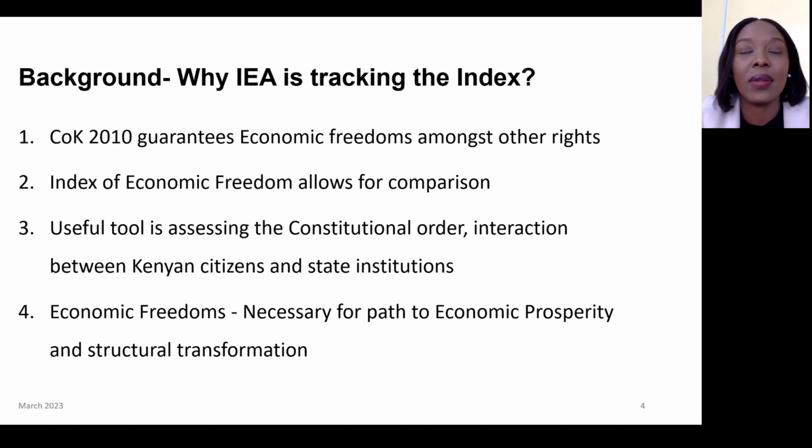So it basically allows us to see how different actions and restrictions by the state or government institutions affect opportunities for prosperity by the citizens.